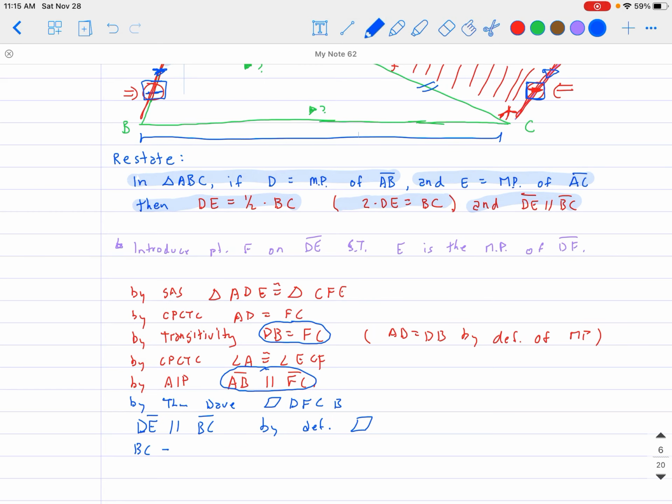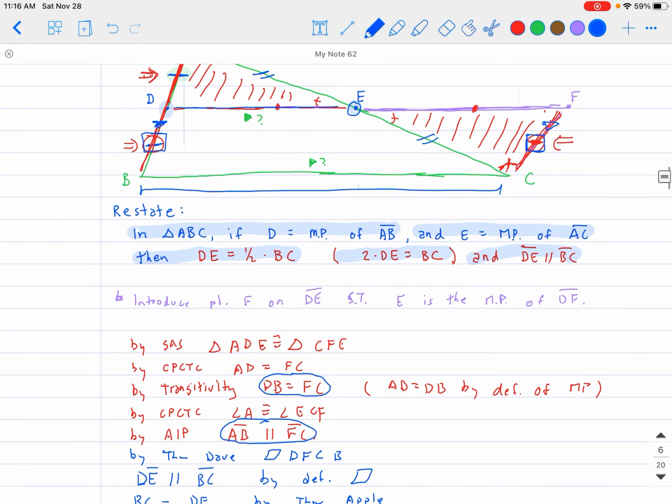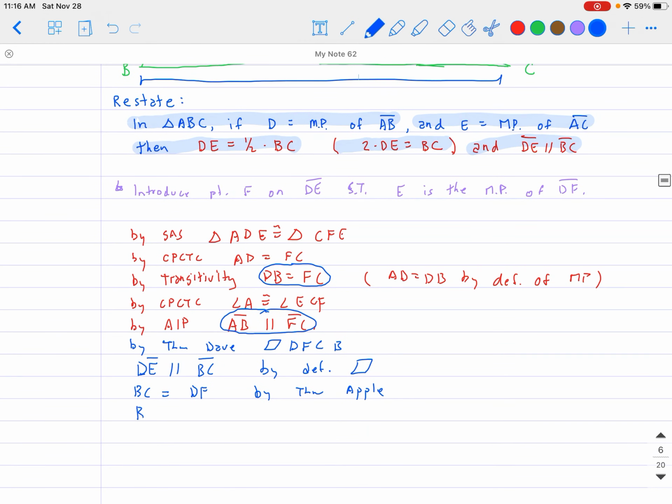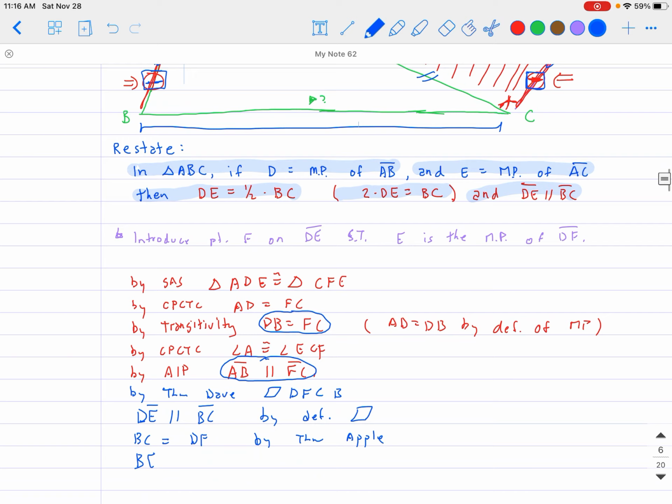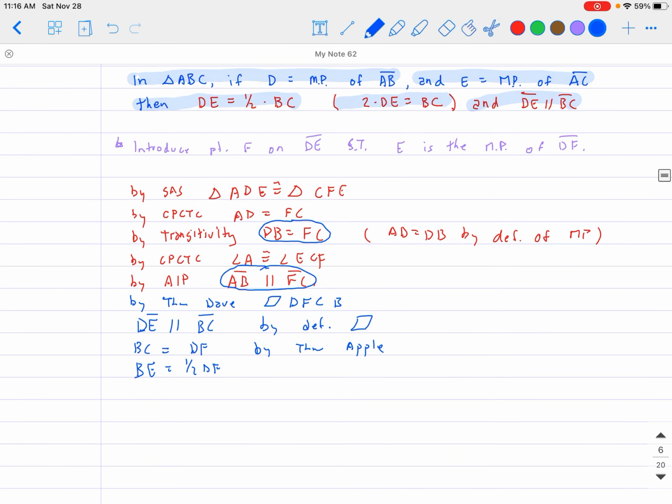So here, let me write this down. BC is going to be equal to DF by the theorem, I think we call it APO, which says that if you have a parallelogram, the pairs of opposite sides are going to be congruent to each other. And so if that's the case, then we can say that BE is going to be equal to 1/2 of DF, because remember, we're told that E is the midpoint. All right, so that's the big one that's out of the way.